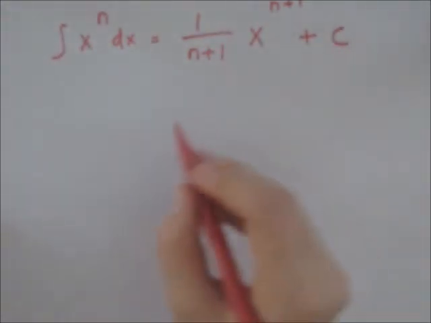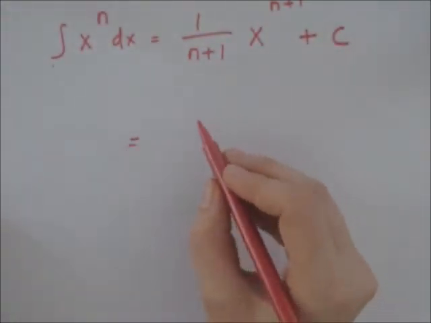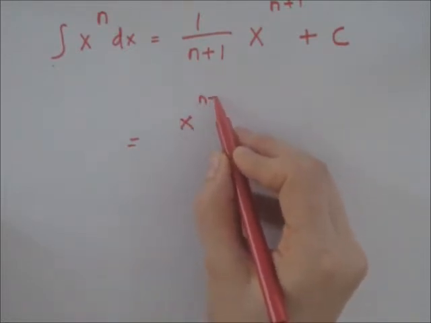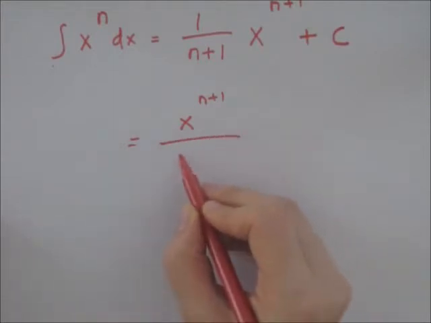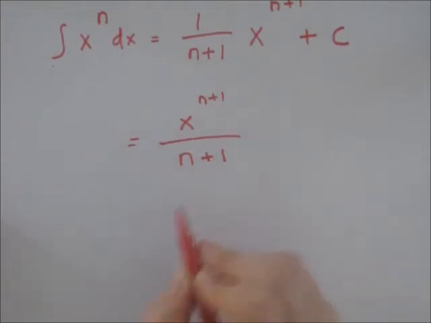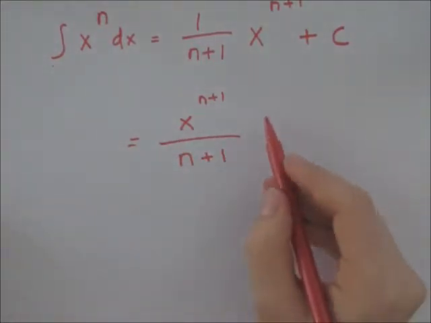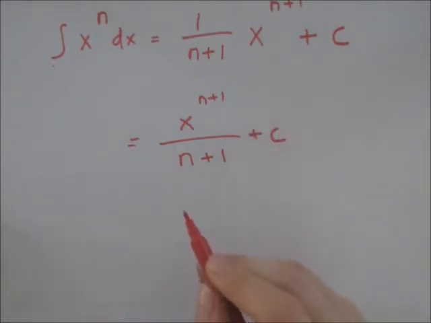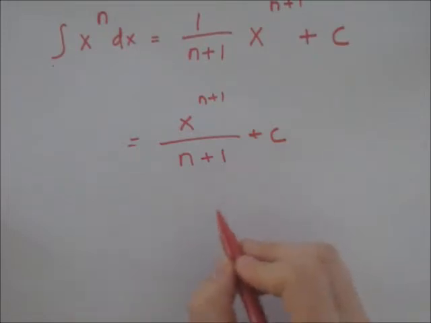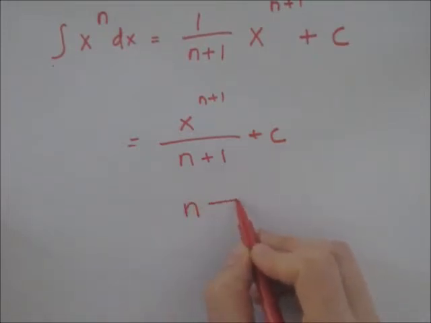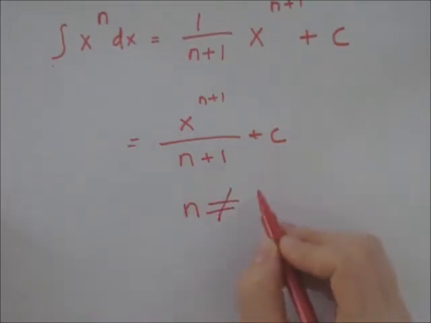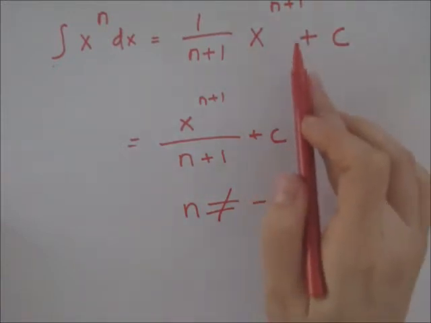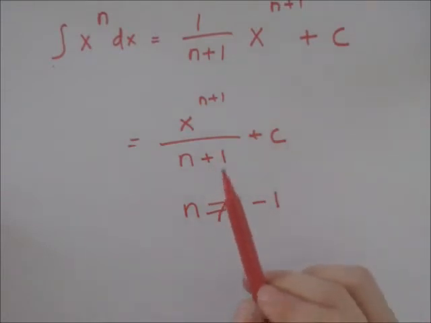And the book likes to write this formula like this: x to the n plus 1 over n plus 1, plus c. And n is never equal to -1. N is not equal to -1. We know what happens if n is -1.